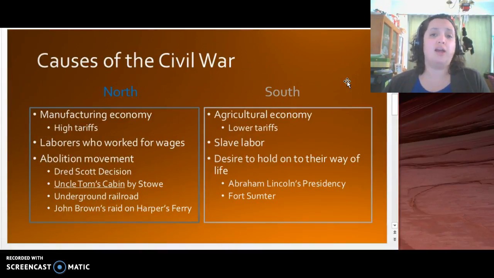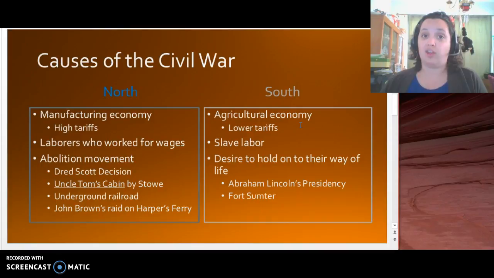All right, so some causes of the Civil War. You have the difference in economy. The North, of course, is a manufacturing economy who wants higher tariffs, and the South is the agricultural economy who wants lower tariffs. A tariff, if you remember, is a tax on imported goods. Well, the North doesn't want manufactured goods to be imported from somewhere else and be sold instead of their goods, so they put a tax on it to make that more expensive.